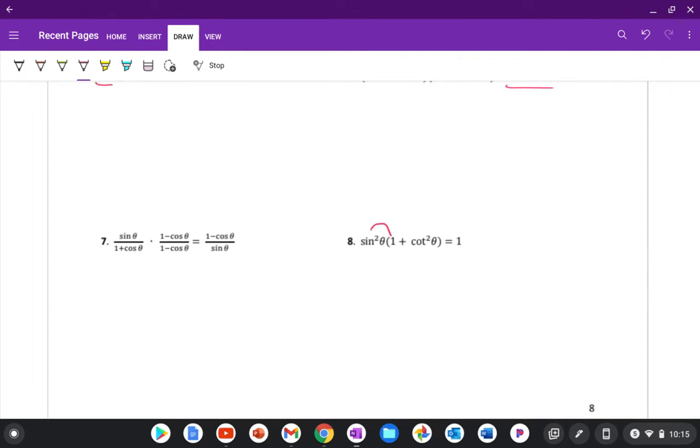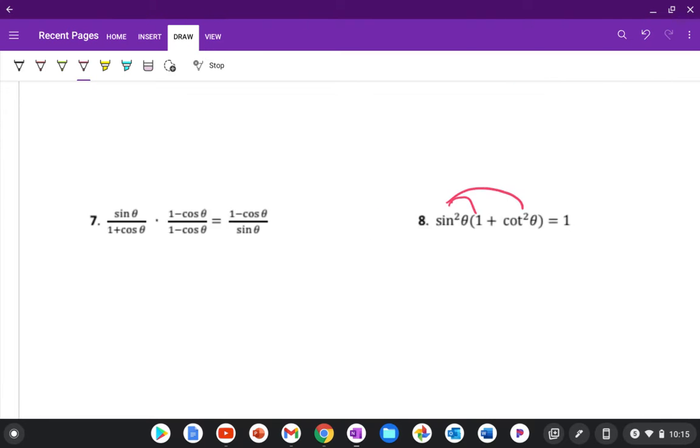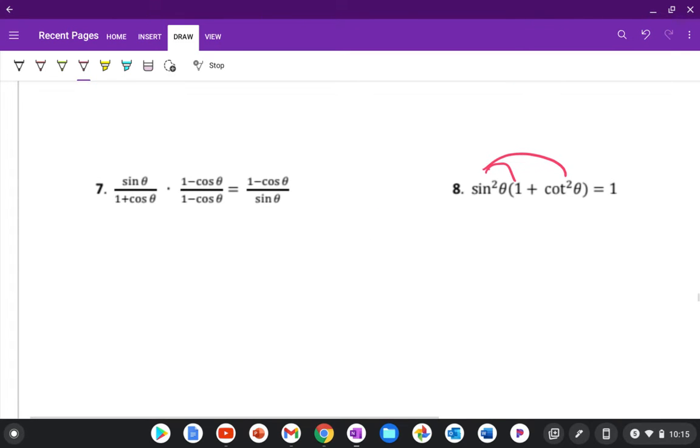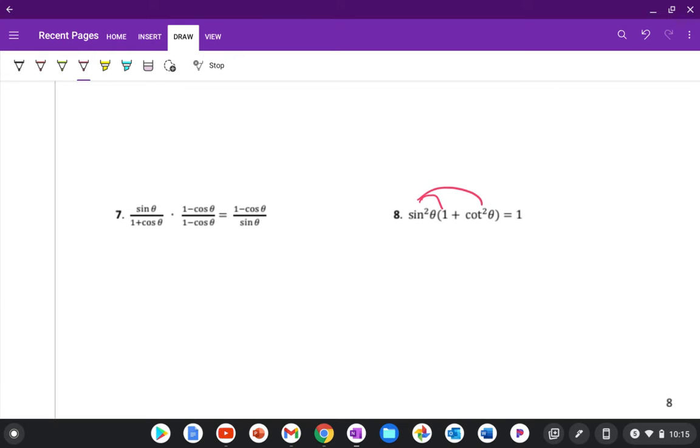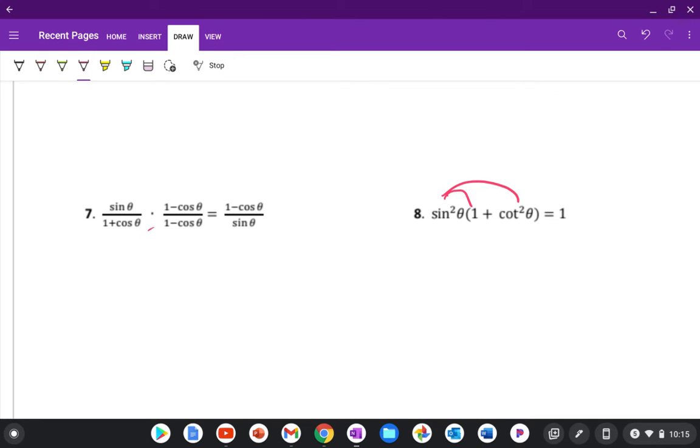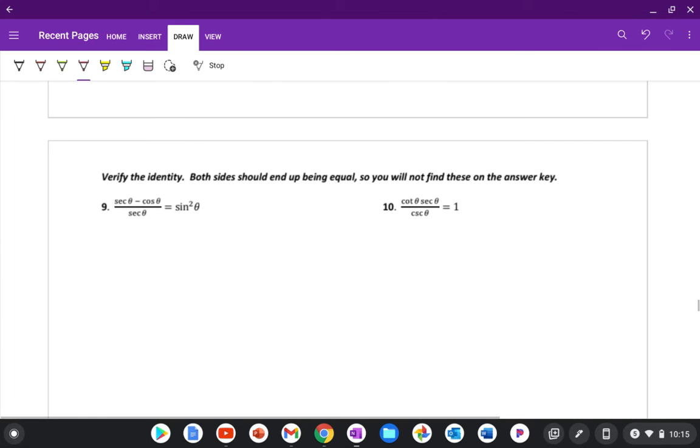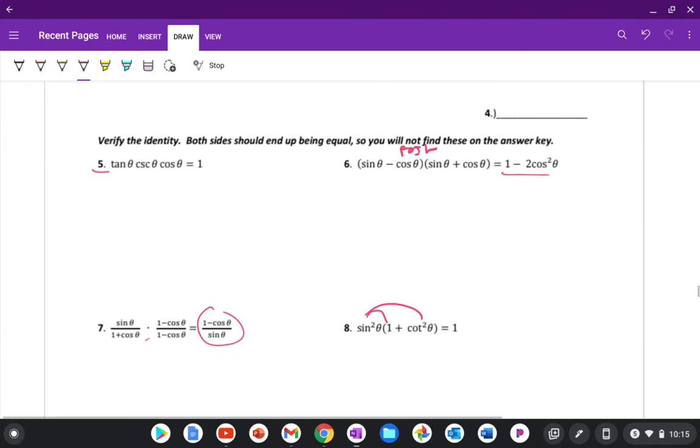This one, you're going to distribute. And then I would probably replace that cotangent squared with cosine over sine squared. That should work out. This one, actually, it's multiplication. They already did the multiplication for you, like the conjugate there. So you're just going to multiply this straight across and see if you can end up to look like this. So I think we'll skip those other ones for right now.